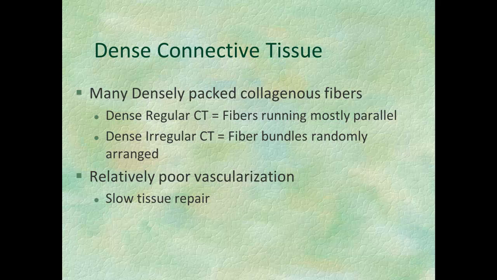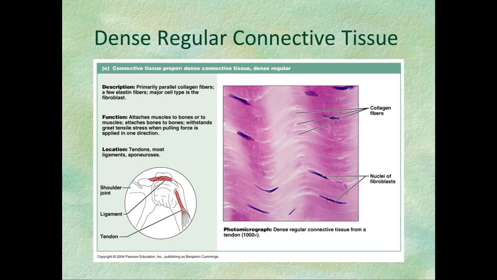So here we have dense regular connective tissue, and again, dense regular connective tissue contains large bundles of these collagenous fibers, and they're mostly running the same direction. You can see here in the section it's kind of wavy, but if you look at the individual collagenous fibers, they're all running basically the same direction. And they're so densely packed that the nuclei of those fibroblasts are sort of squished. They look very flattened, and they're squished in between these collagenous fibers.